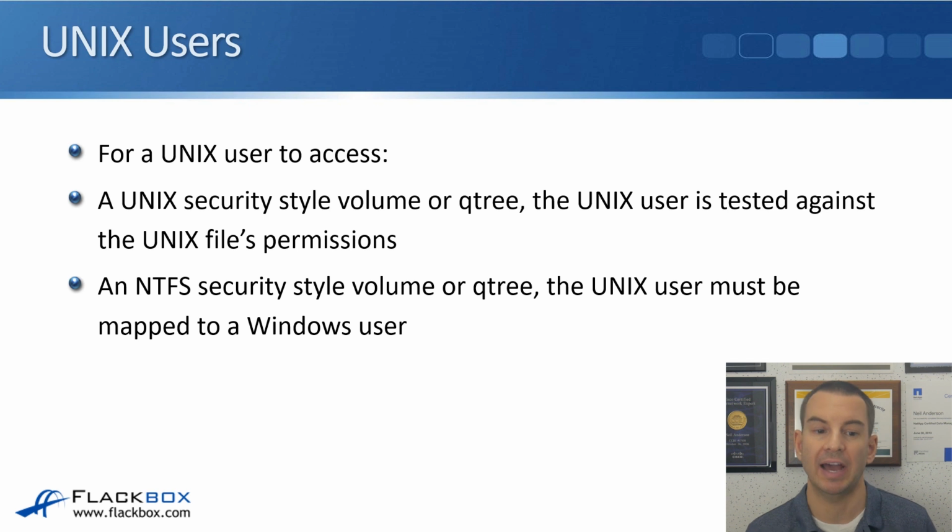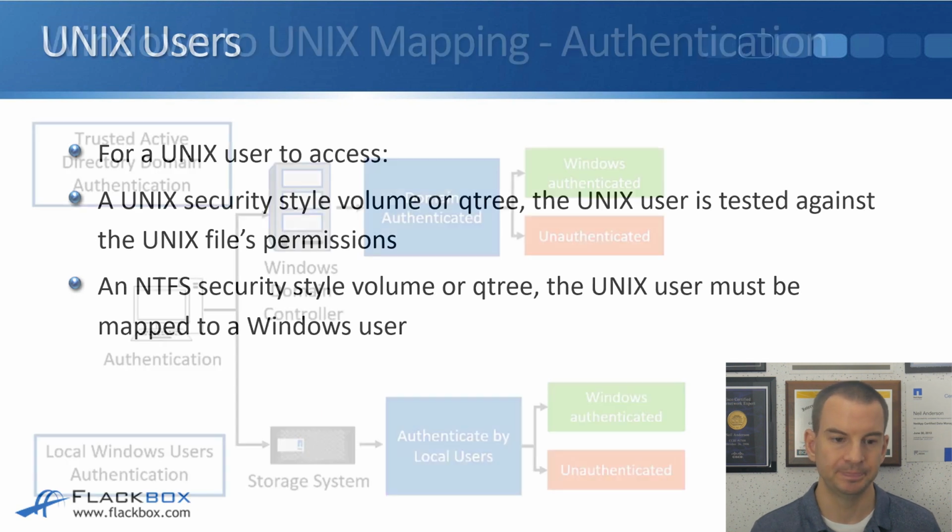For a Unix user to access files and folders, it's going to work the same way. So for a Unix user to access a Unix security style volume or qtree, the Unix user is tested against the Unix file permissions, just as is normal in a Unix and Linux environment. If a Unix user is trying to access an NTFS security style volume or qtree, then the Unix user again must be mapped to a Windows user. Because the files and folders have NTFS permissions on there, it's not compatible with Unix users, so we need to map that Unix user to a Windows user to do the authentication and the authorization.